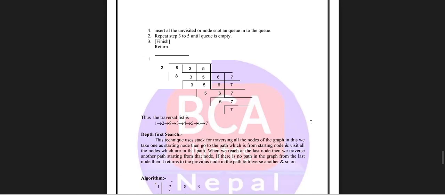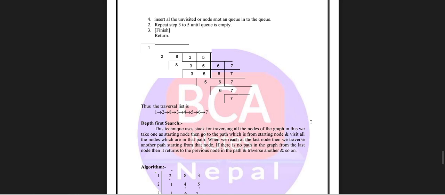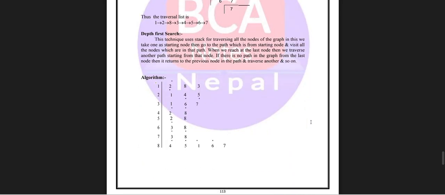The depth first search technique uses a stack for traversing all the nodes of the graph. In this way, we take the starting node, then a path from the starting node, visit all the nodes, and reach the last node. Then we traverse another path starting from that node. If there is no path in the graph from the last node, it returns to the previous node, traverses another path, and so on.